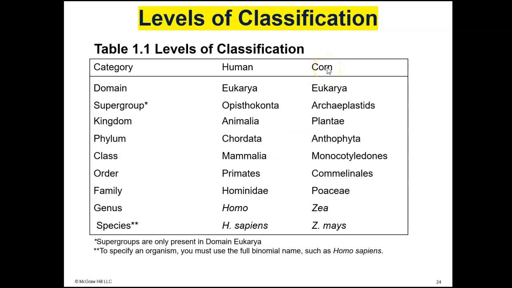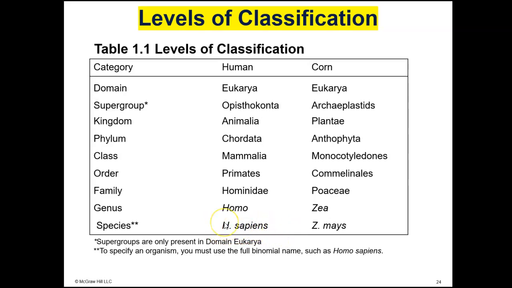You can see the different classification groups for corn. I want you to focus down on the species, because the species is also showing you the scientific name for the human and the corn. The scientific name for humans is Homo sapiens, or you can put H. sapiens. For corn, it's Zea mays, or you can just put Z. mays. But it's the genus name capitalized and the species name lowercase together.